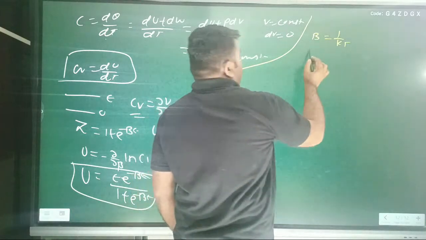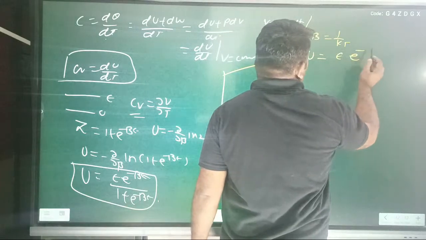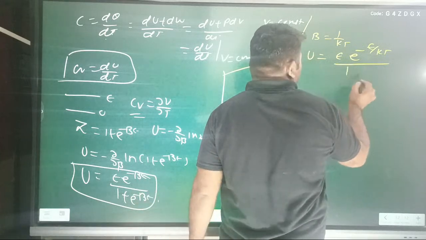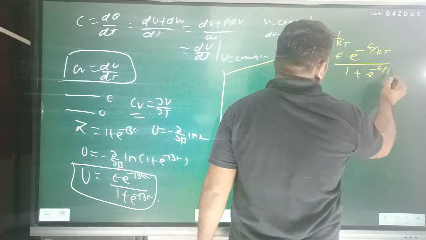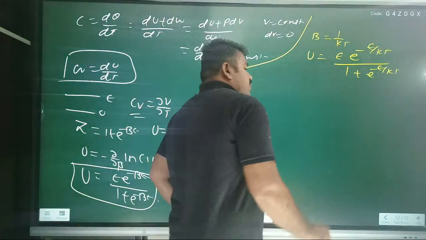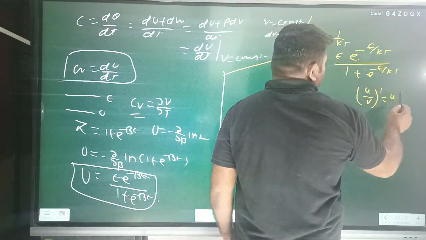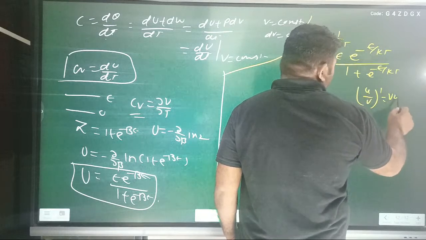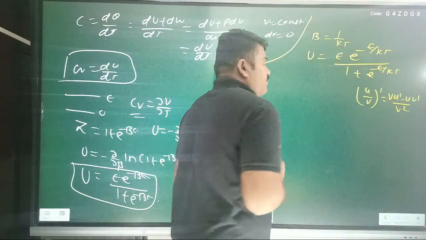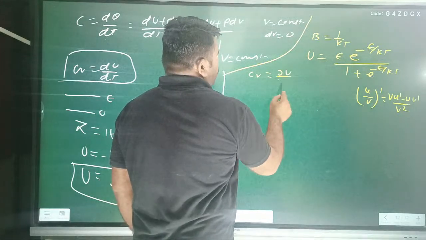Then U becomes epsilon e to the power minus epsilon upon kT divided by 1 plus e to the power minus epsilon upon kT. Now take the derivative with respect to T. How to solve this is like that: (u upon v) bracket prime is equal to (v u prime minus u v prime) upon v square. Similarly here Cv is equal to dU upon dT.